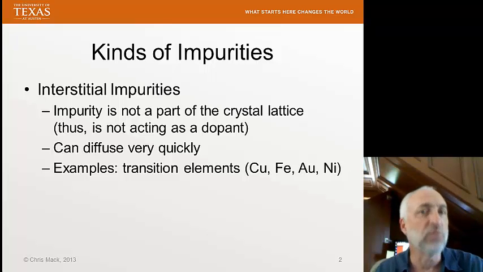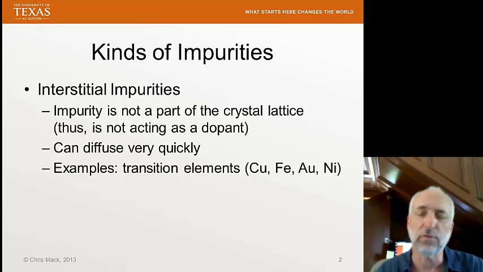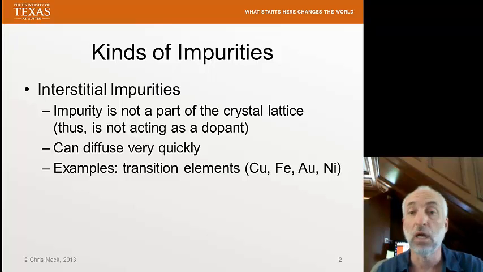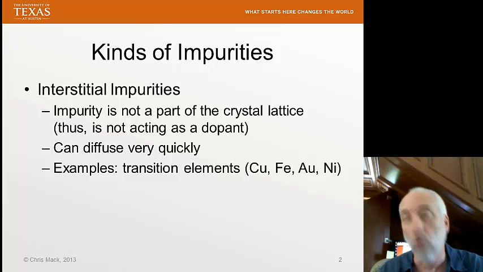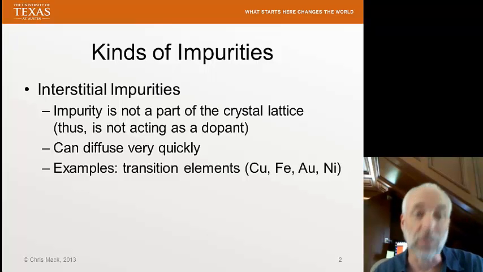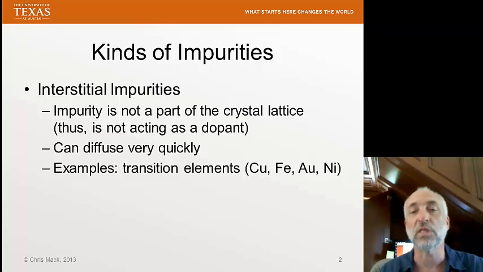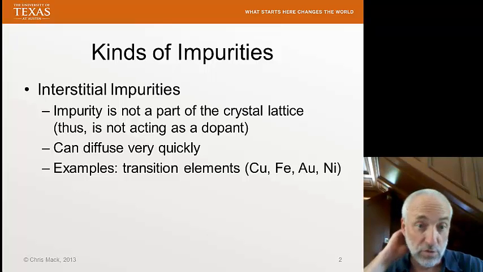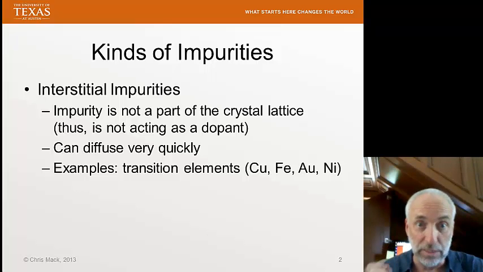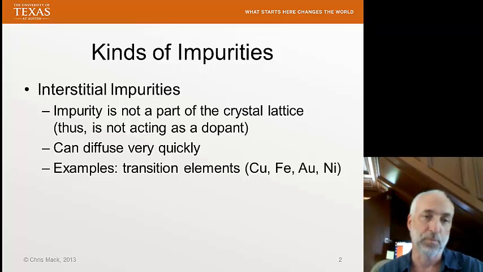But other kinds of materials can act as impurities and diffuse around. And we sometimes worry about how copper or iron or gold might diffuse in our semiconductor. And if they're interstitial, the answer is they diffuse very quickly. And this is one of the big problems with these metal contaminants like the transition elements. They diffuse very quickly because they're not bound into the crystal lattice site.